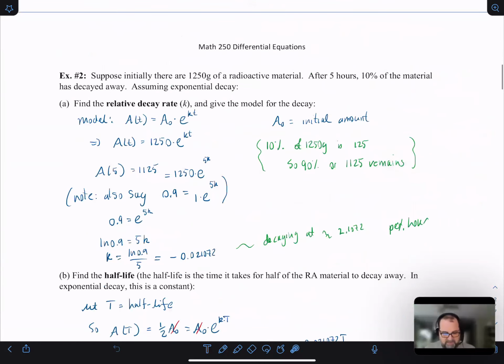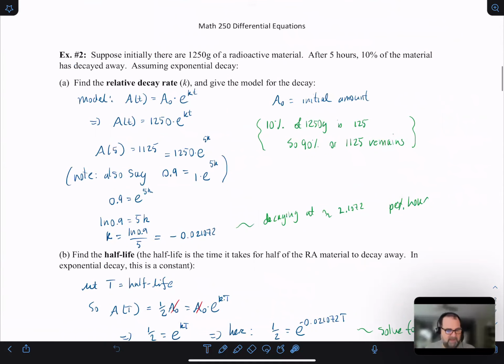Okay, so the other classic example of exponential growth and decay is a decay model, that is, radioactive decay. So our second question here: suppose initially there are 1,250 grams of some radioactive material. After 5 hours, 10% of the material has decayed away. So assuming exponential decay, basically find the model. What is the relative decay rate? Notice that we've already been given the initial quantity. So if we know the relative decay rate, the K number, then we have our model.